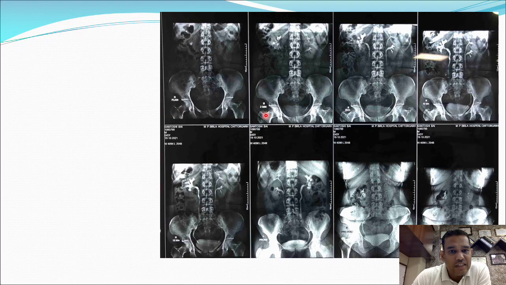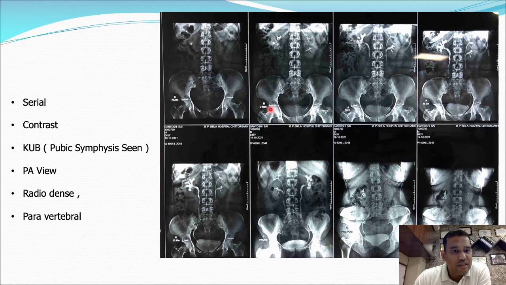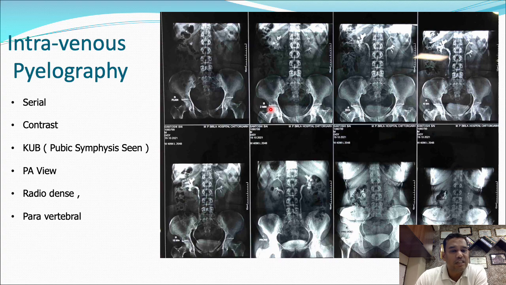This is a plain X-ray. Then this is another X-ray. So this is an X-ray of something called intravenous pyelography. So you give some intravenous dye that is first carried by the arterial system, then it reaches the kidney, and through the kidney it is excreted into your KUB region, that is the pelvicalyceal system. Then you take an X-ray and you visualize this pattern. So it's an intravenous pyelography.